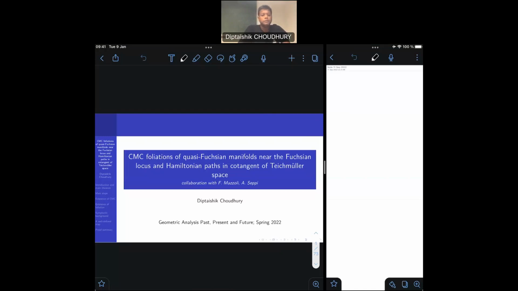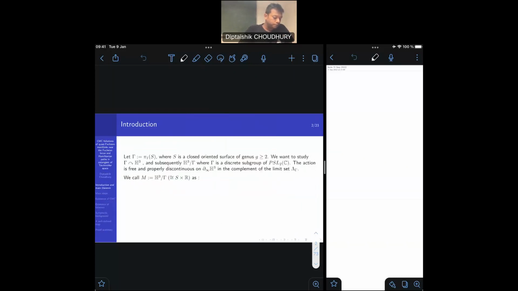I will be speaking on this project, which is a part of my PhD done in collaboration with Filippo Mazzoli and Andrea Seppi, which talks about CMC foliations of quasi-Fuchsian manifolds near the Fuchsian locus and Hamiltonian paths in the cotangent space of the Teichmuller space. So without further delay, I'll just start with what we are speaking about today.